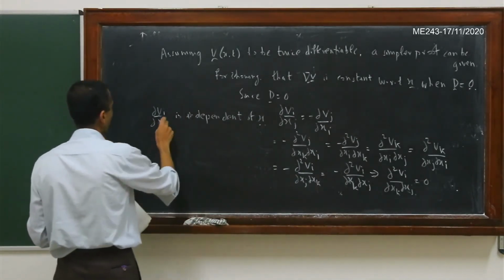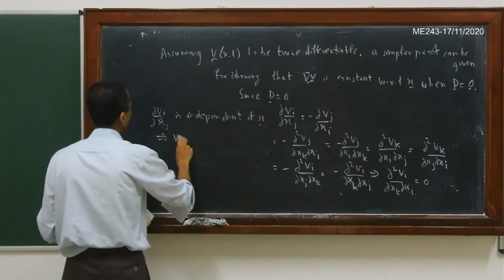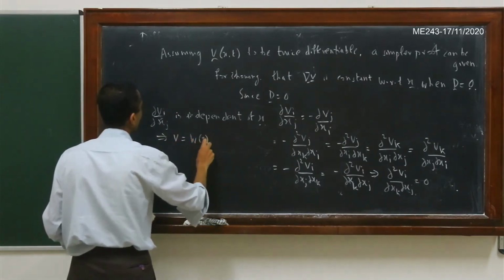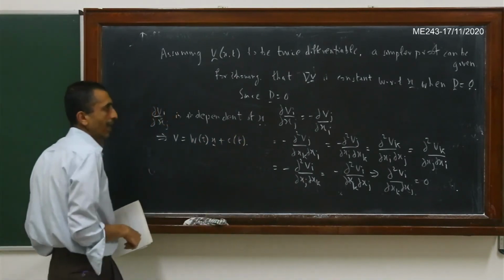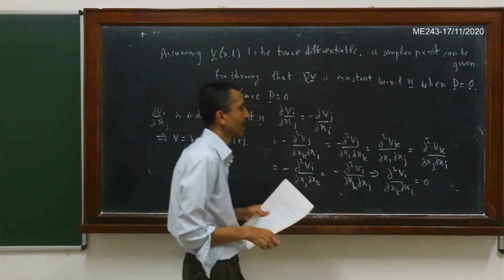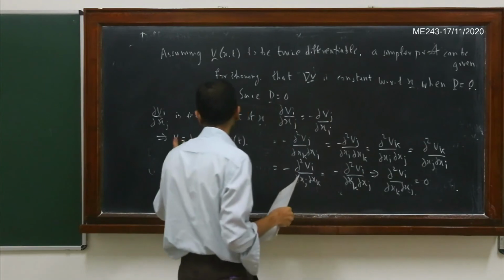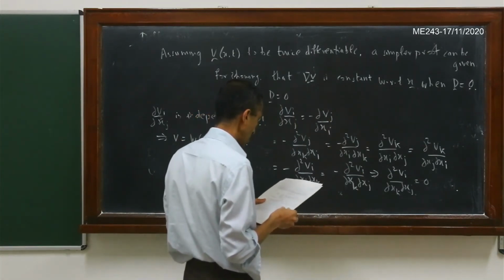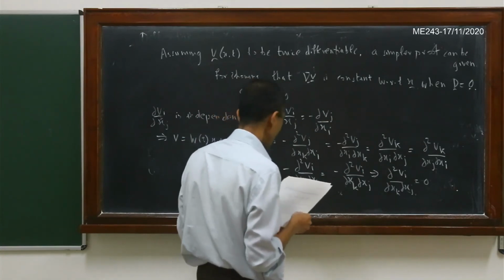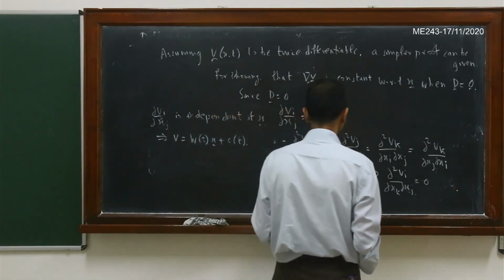So then this will imply that v is equal to W(t) times x plus c(t). Right? Because after this point, we can just simply integrate that to get that v is equal to this W(t) times x(t).